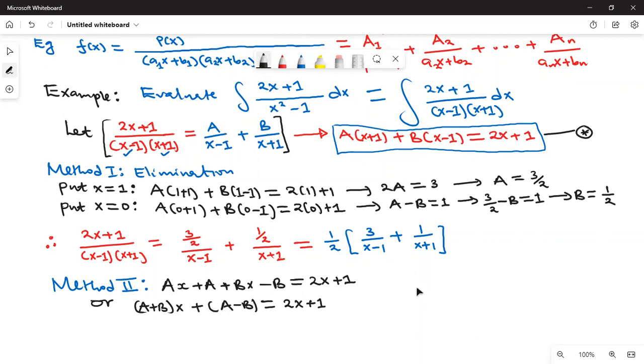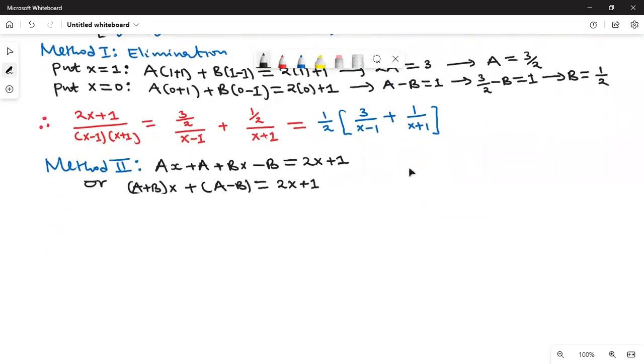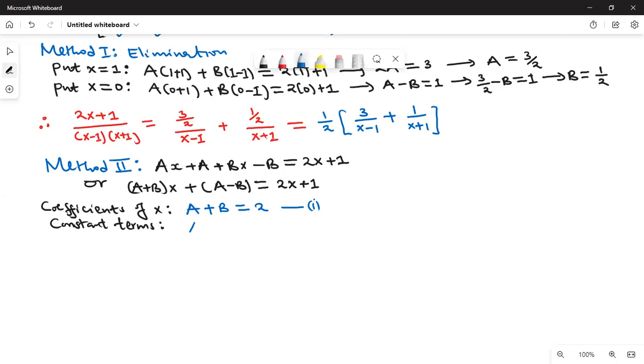Then now equate the corresponding coefficients. When we equate the coefficients of x, you realize that we'll have a plus b is equal to 2 on the right-hand side. So this will be your first equation. Then we also equate the constant terms. On the left, we have a minus b, and on the right, we have 1. So this will be equation 2. So you now need to solve these two equations simultaneously.